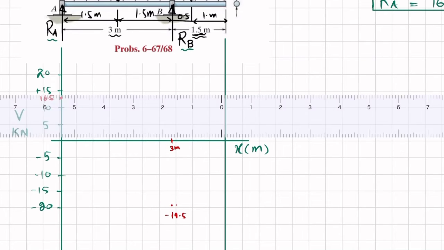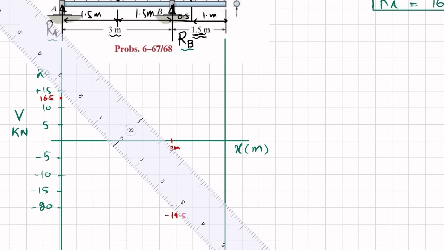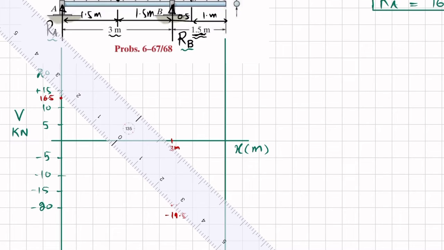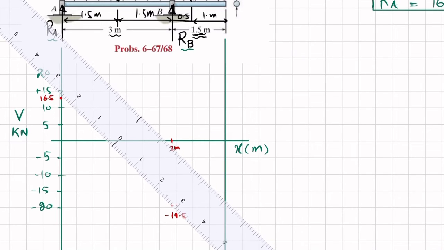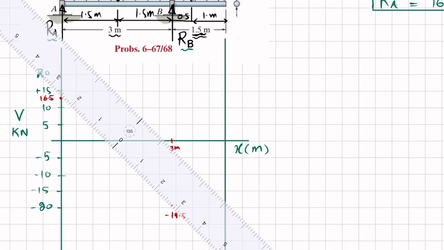Let me join it by using the ruler. Okay, so I will join them by using this ruler.